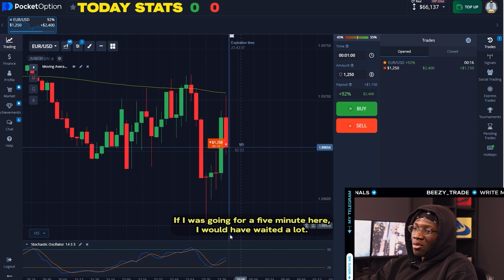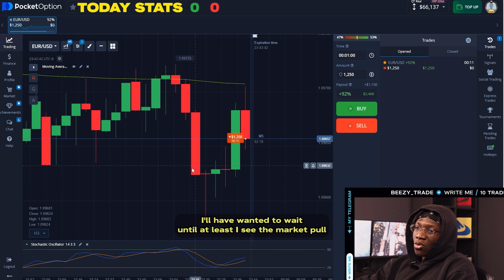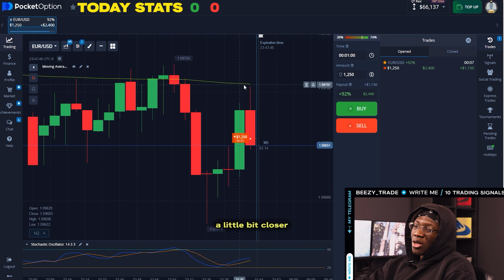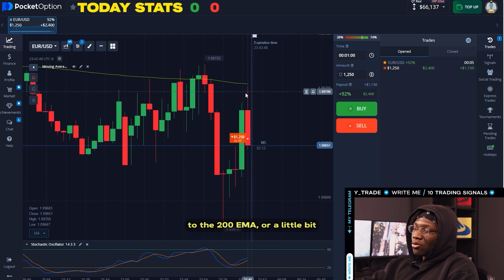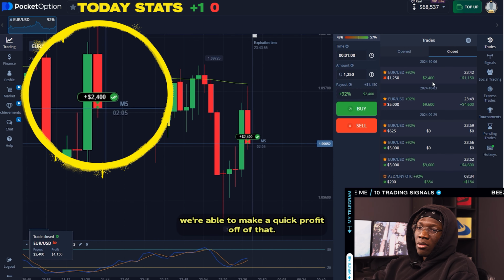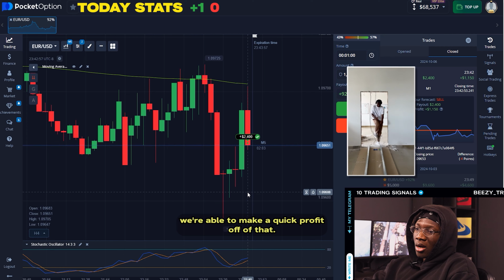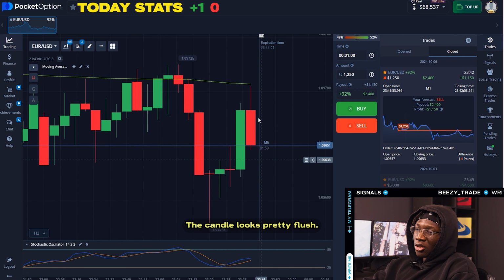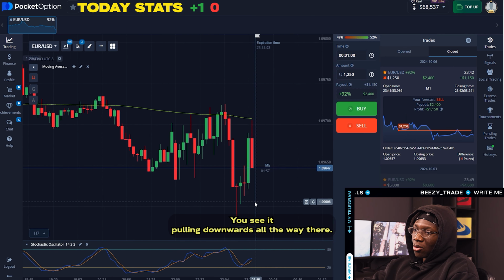If I was going for a 5 minute here, I would have waited a lot. I would have wanted to wait until at least I see the market pull a little bit closer to the 200 EMA or a little bit lower. So we're able to make a quick profit off of that. I wouldn't want to go 5 minute because I'm still unsure. The candle looks pretty flush. You see it pulling downwards all the way there.